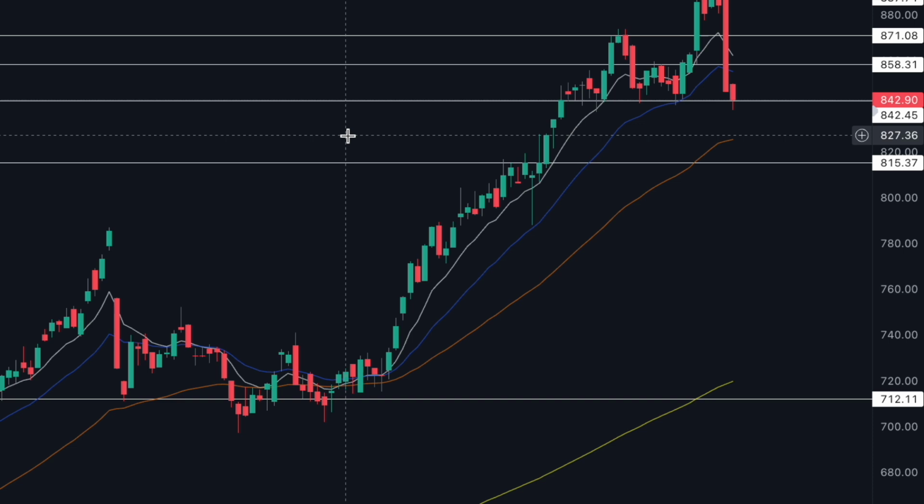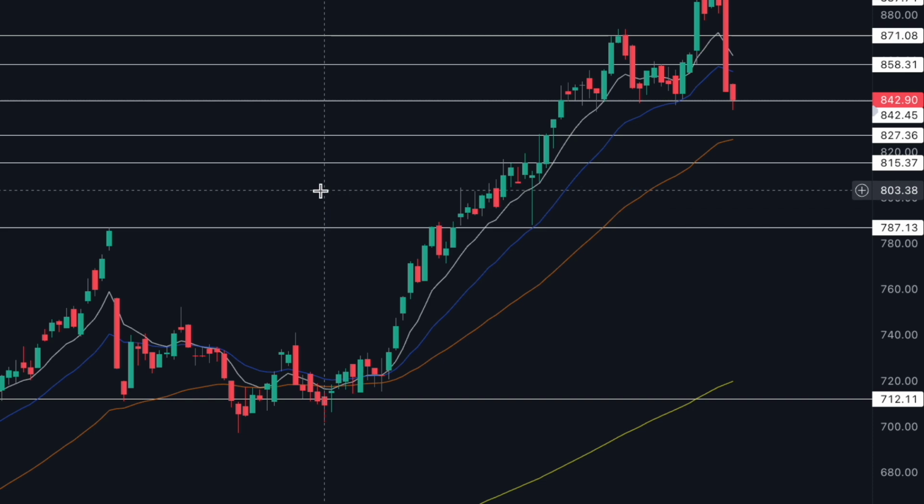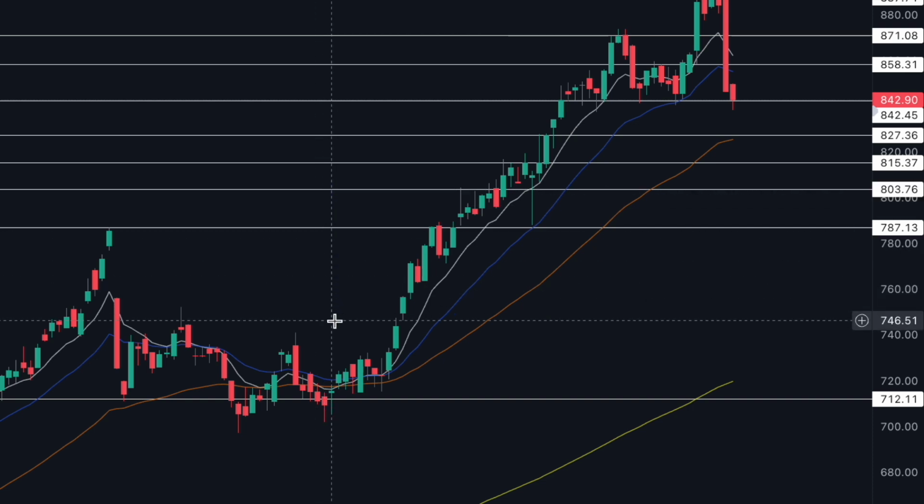Ideally, you want to have at least the first 3 to 4 levels to the upside from where the price currently is, and at least 3 to 4 levels to the downside at a minimum. You don't have to chart the whole chart.